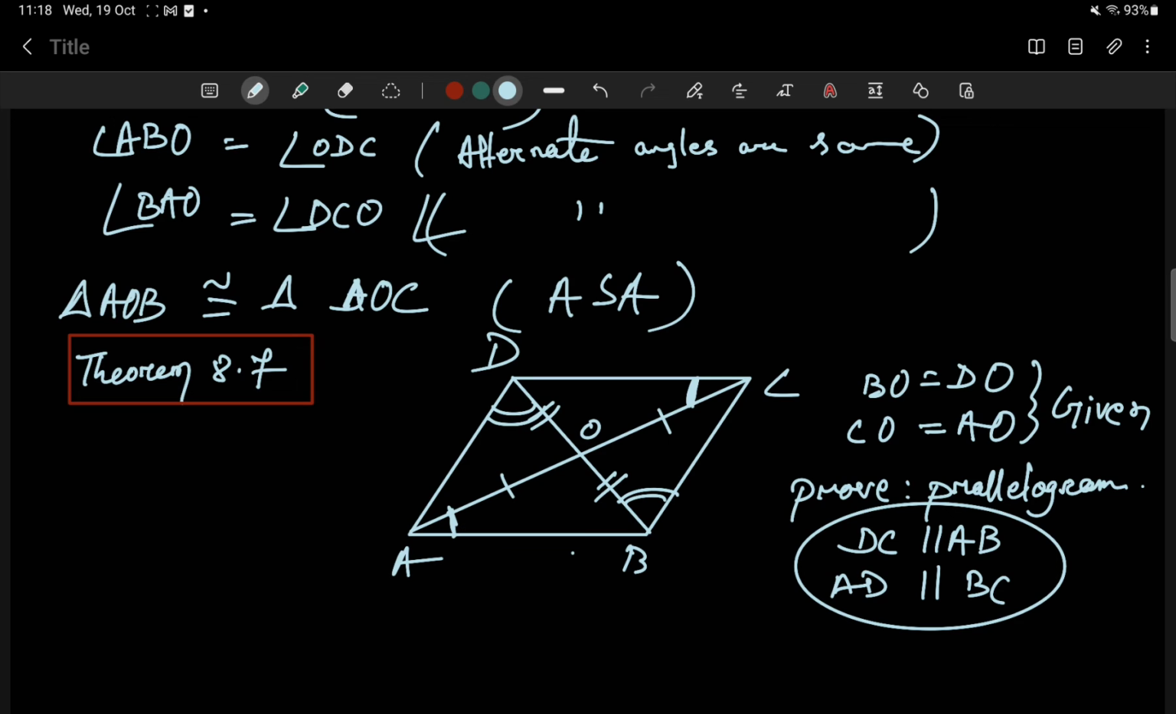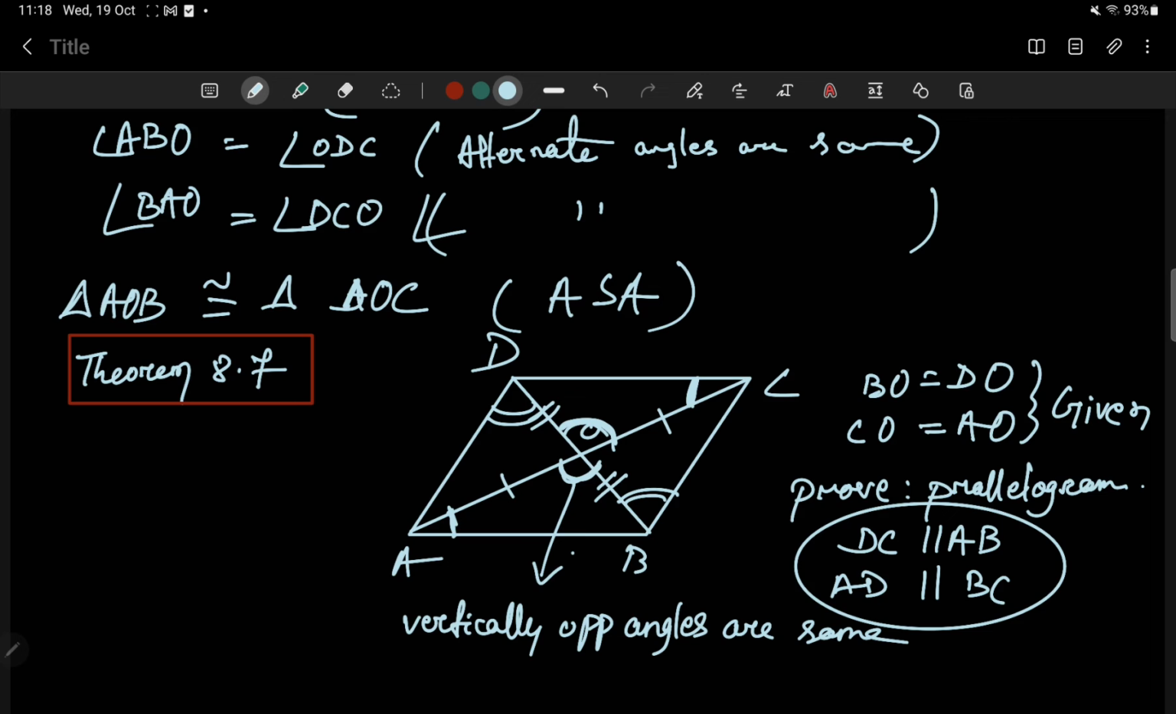So here, in triangles AOB and DOC, we can say that this angle is equal to this angle. Why? Vertically opposite angles. I am writing here, vertically opposite angles are the same. And what else? Already given, BO equals DO, CO equals AO. Hence we can say that triangle DOC is congruent to triangle AOB due to SAS.